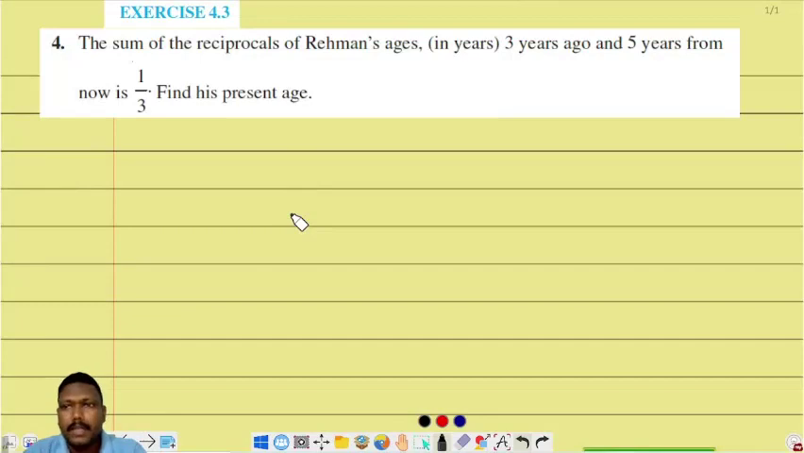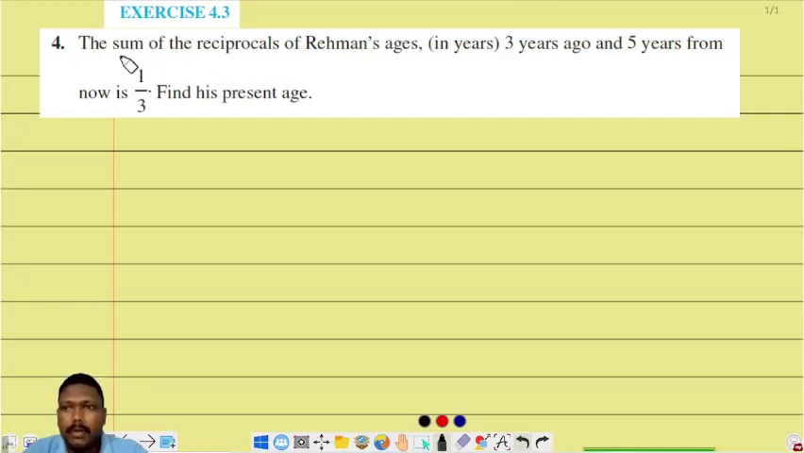Today I'm going to discuss exercise 4.3, word problems of exercise 4.3 of the chapter quadratic equations. Up to question 3 we have discussed in part 1. Now question number 4 onwards we are going to start.